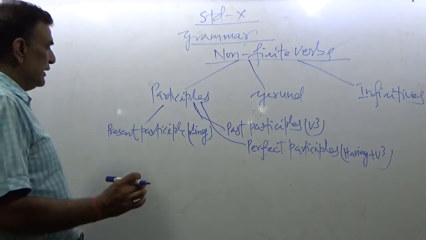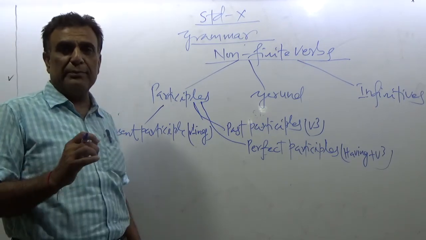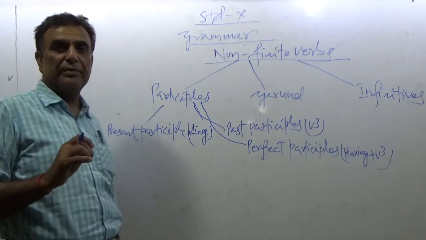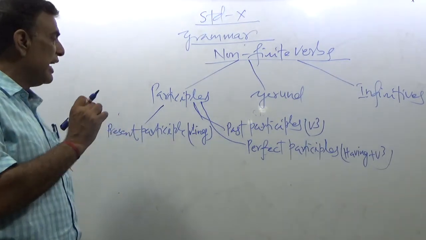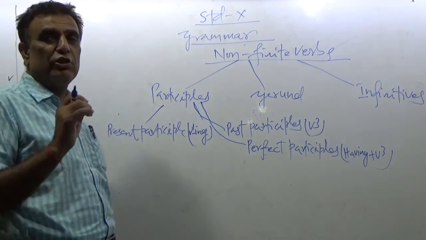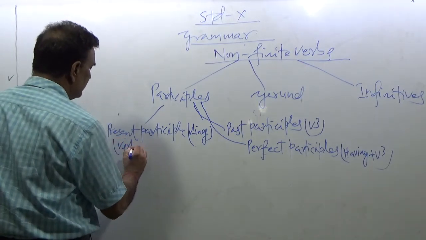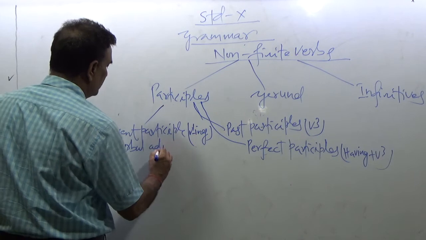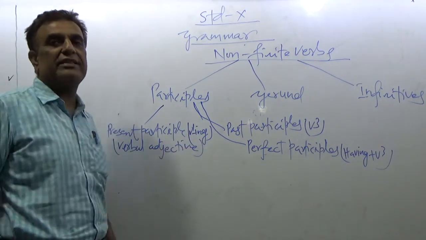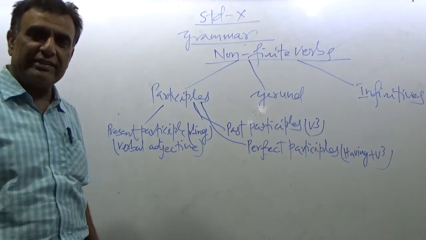This present participle, a non-finite verb, comes from the verb, but it functions as an adjective. So it is also called a verbal adjective. It functions as an adjective. That is why it is called a verbal adjective.